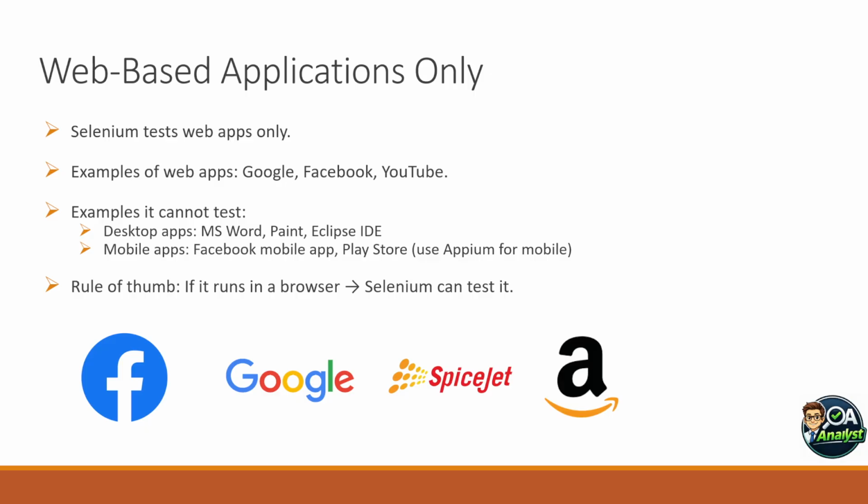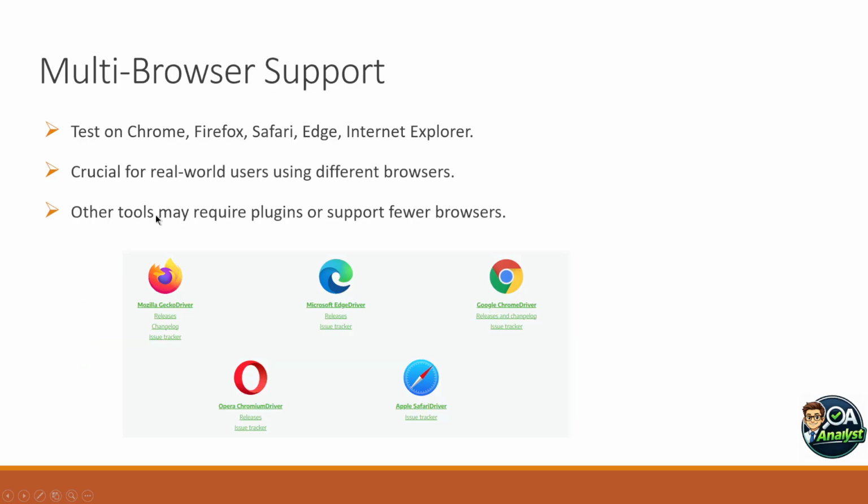So we can use Appium, which extends Selenium for the mobile based applications, but Selenium is used only for web based applications. Okay, so remember, if it runs inside the browser, Selenium can test it. If it's outside the browser, then you will need other tools. Okay, so this is the other fact regarding Selenium, that it is only able to test web-based applications.